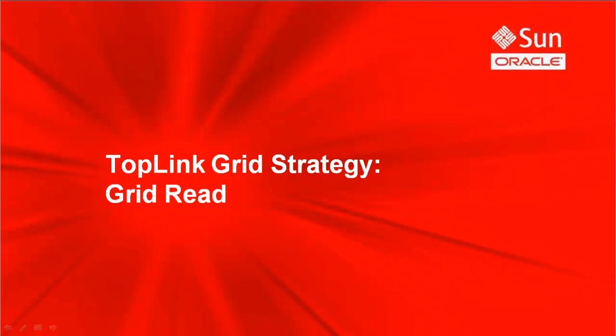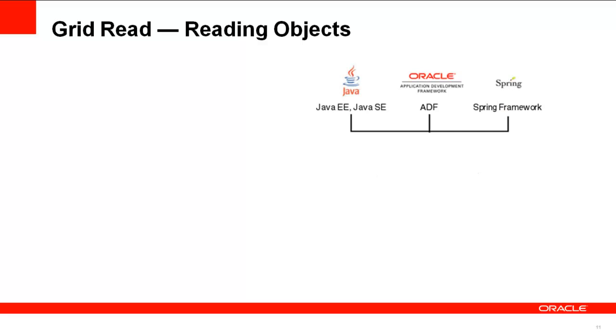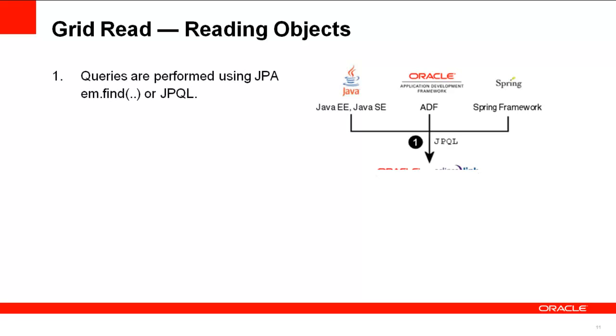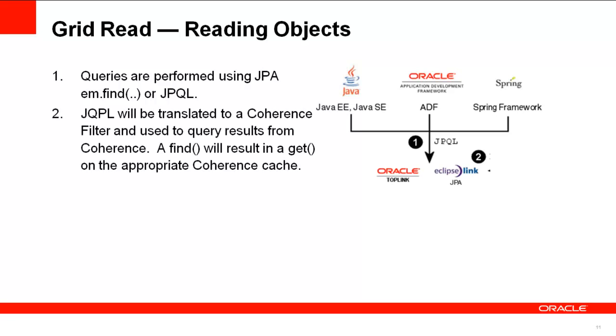Next, we'll take a look at the grid read strategy. With grid read, queries are a bit different. An entity manager find operation will result in a get on a Coherence cache using the primary key. However, JPQL queries are translated into Coherence filters to retrieve objects from Coherence.